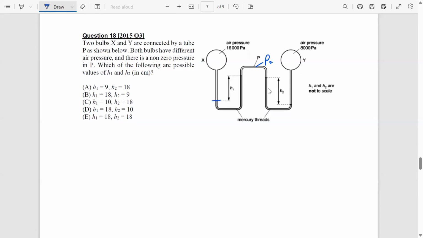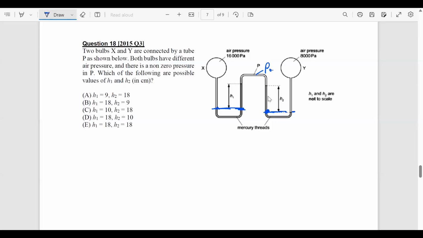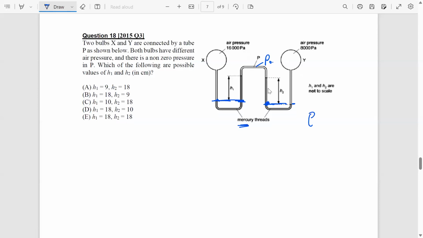But what happens is that at this point and at this point, they have the same pressure. I mean, here and here is 16,000. Here and here is going to be 8,000. Okay, we don't know H1 and H2. So this is air. They did not give this. Oh yeah, they gave mercury. Okay, the density of mercury, 13550 kg per meter cube. By right, it should be given in the front.